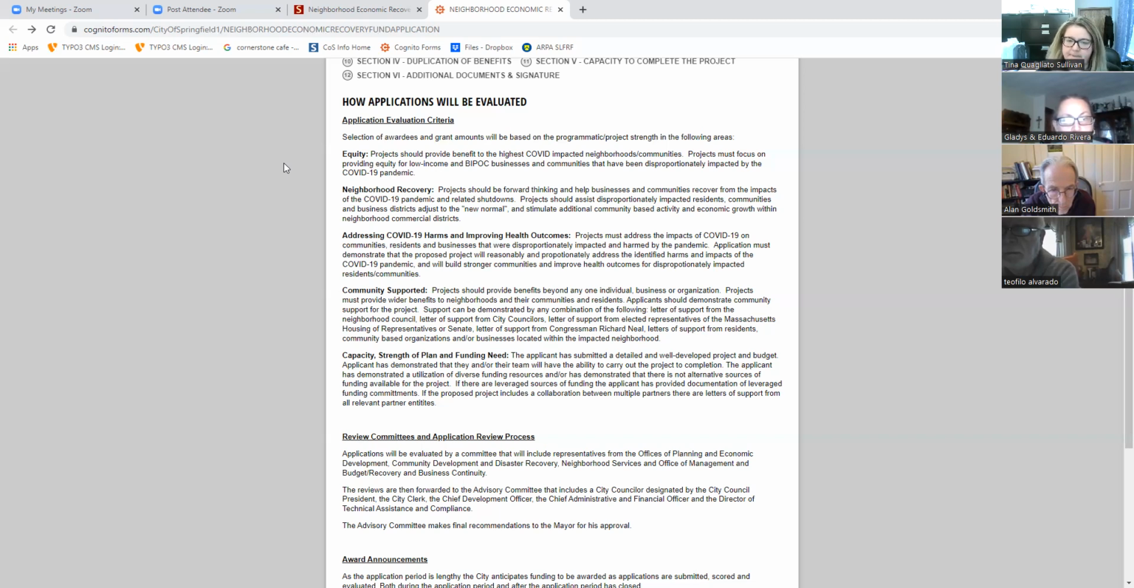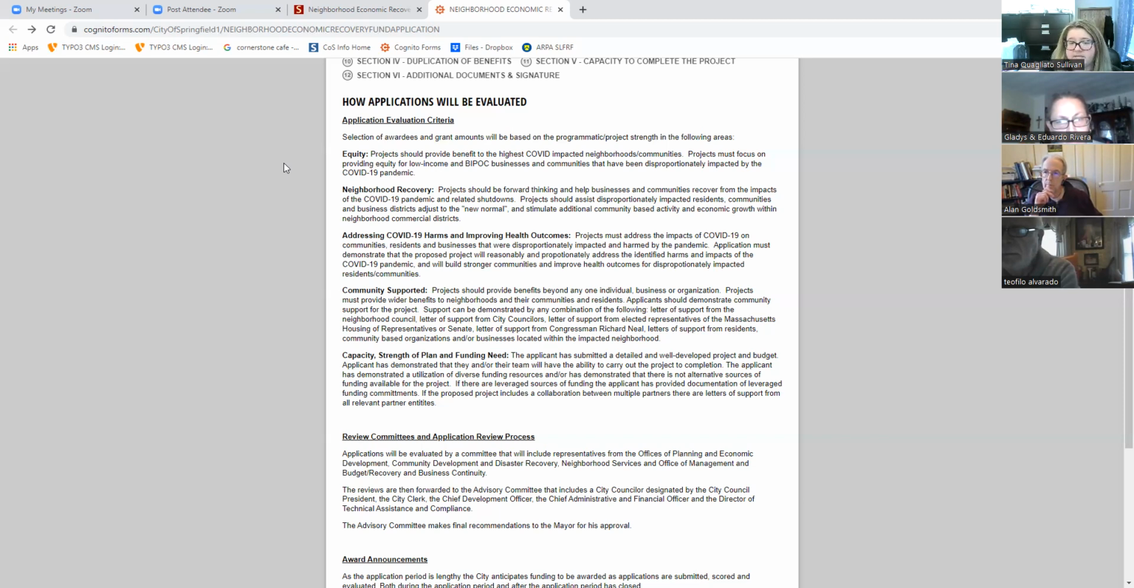This is what I talked about earlier, that whatever projects you're proposing will have more than just an individual business or individual person benefit, that there will be benefit for the neighborhood and for the community. And again, that it will help business districts adjust to the new normal and stimulate community-based activity and economic growth within those neighborhood districts.